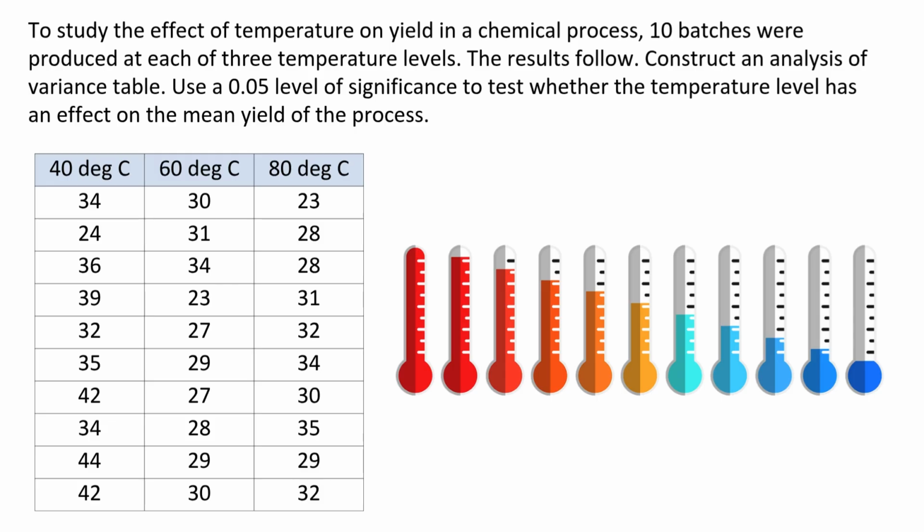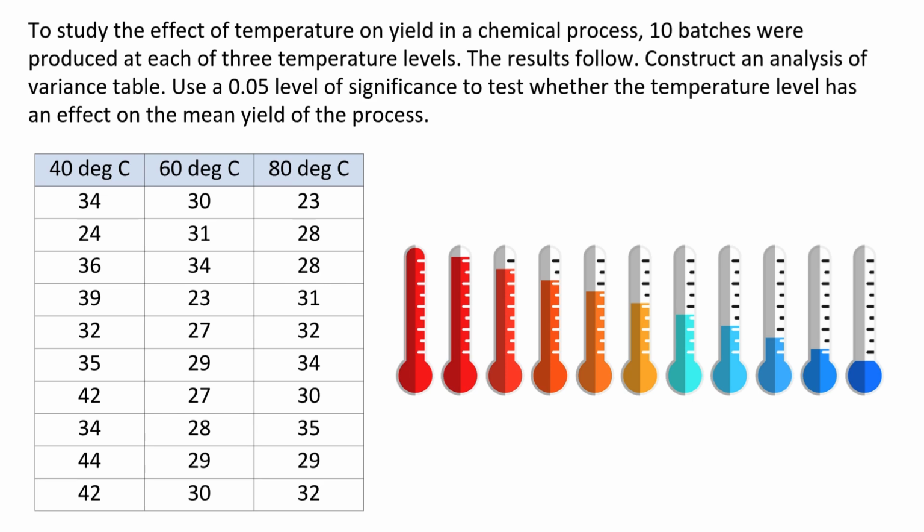Let's take an example. To study the effect of temperature on yield in a chemical process, 10 batches were produced at each of 3 temperature levels. The results follow. Construct an analysis of variance table. Use a 0.05 level of significance to test whether the temperature level has an effect on the mean yield of the process.